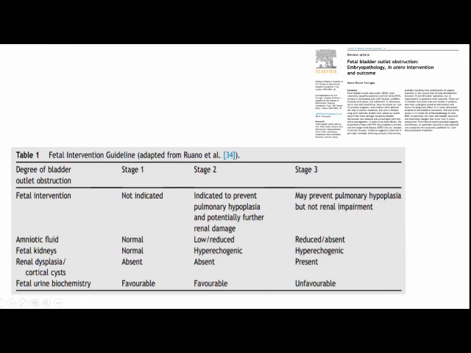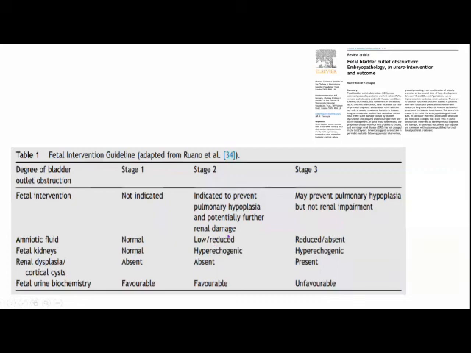When it comes to stage 3, fetal intervention is needed to prevent pulmonary hypoplasia, but not renal impairment, because there are already hyperechogenic fetal kidneys, renal dysplasia has already occurred, and fetal urinary biochemistry is unfavorable. So most of the time we do fetal intervention in stage 2.